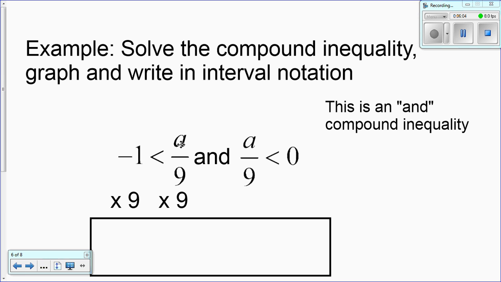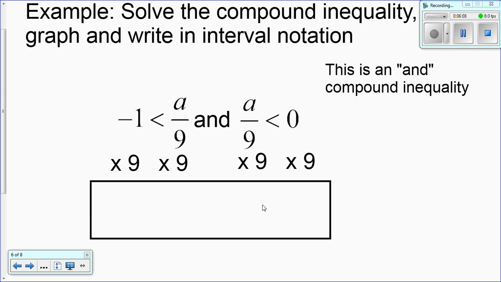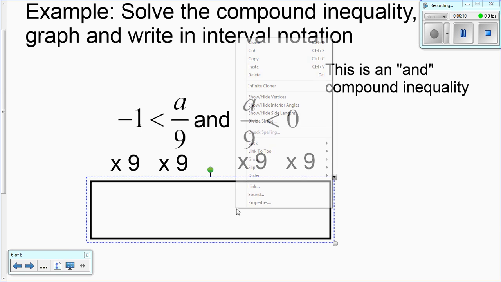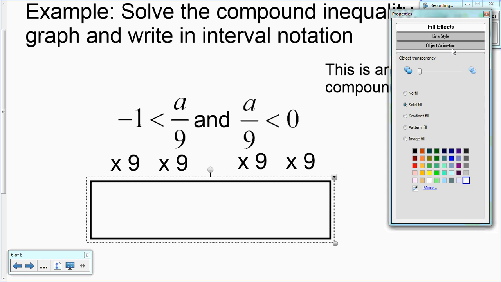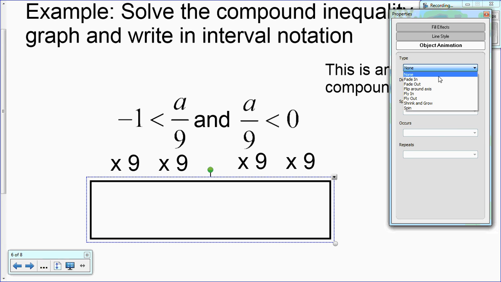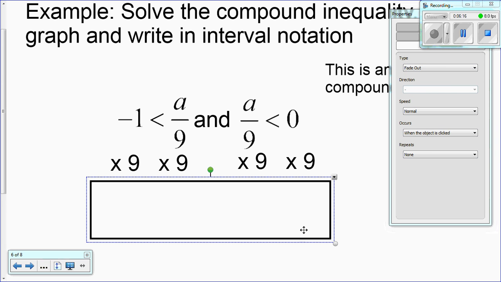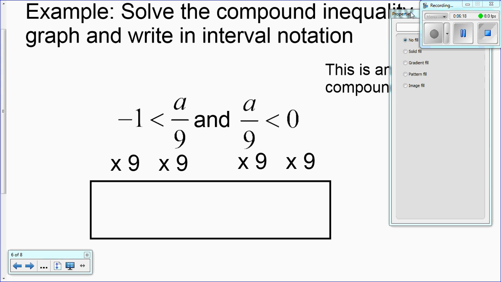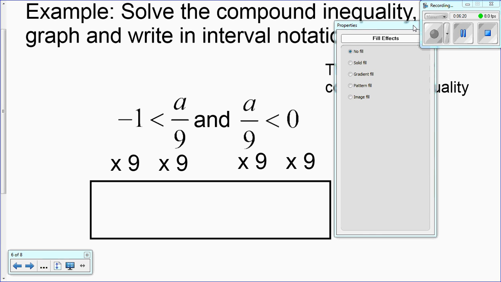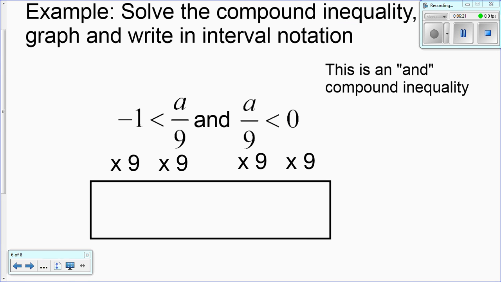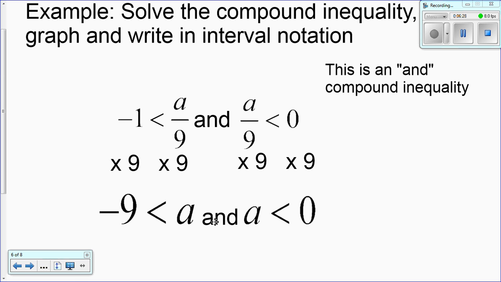We would multiply both sides by 9. Here we would also multiply both sides by 9, which gives us... properties fade out. There we go. Thanks. Now go away. Let's see if it wants to work. There we go. Giving us -9 is less than a, and a is less than 0.